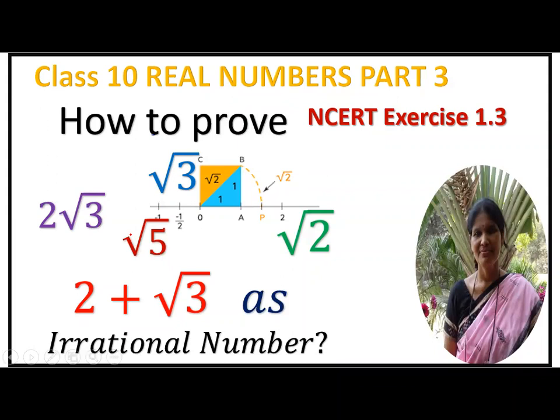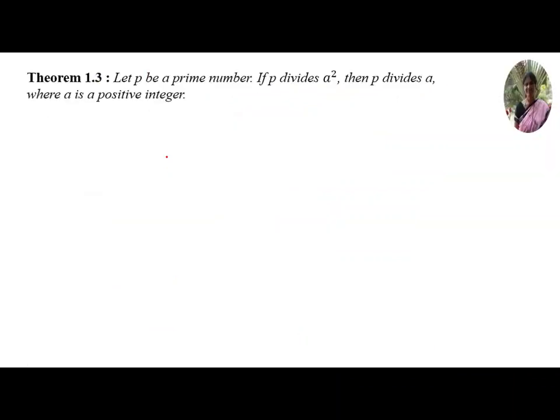So today we are continuing your real numbers exercise 1.3. But to solve these questions, we need to know some theorem so that we can proceed. So this theorem is, let P be a prime number. If P divides A square, then P divides A, where A is a positive integer.